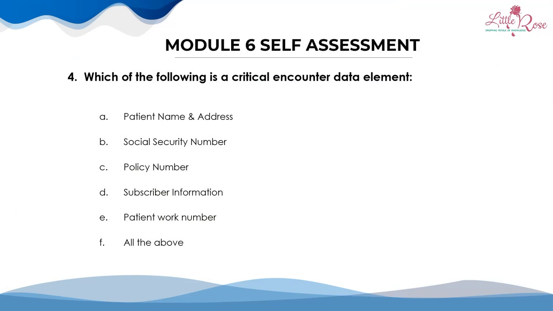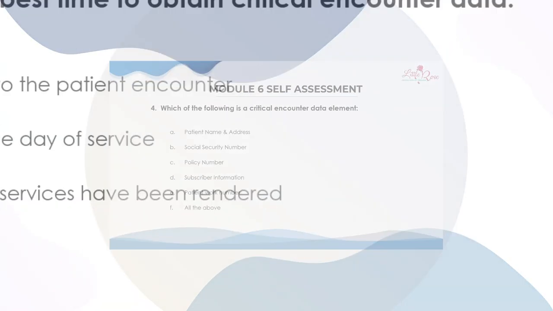Question number 4. Which of the following is a critical encounter data element? Option A, patient name and address. Option B, social security number. Option C, policy number. Option D, subscriber information. Option E, patient work number. Or option F, all of the above.